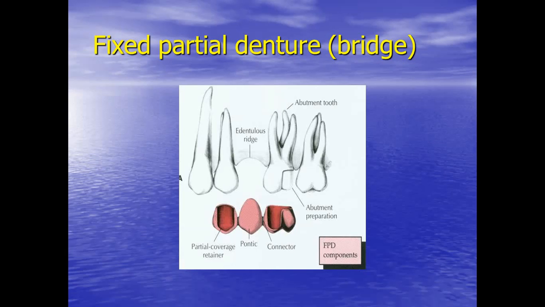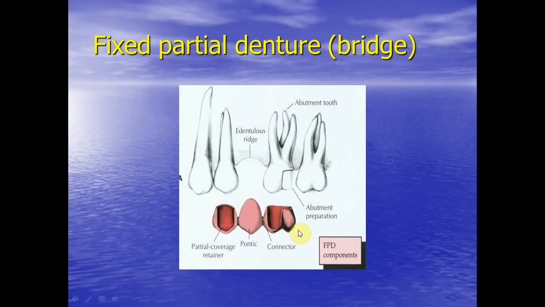the missing tooth. Then this construction, which is a fixed construction, and it is fixed with some retainers which are put on the abutment teeth, is called a dental bridge in simple words, or fixed partial denture, FPD, in nice English. However, we used to say bridge quite a lot, so sorry, but I will use this word quite a lot instead of FPD, fixed partial denture.